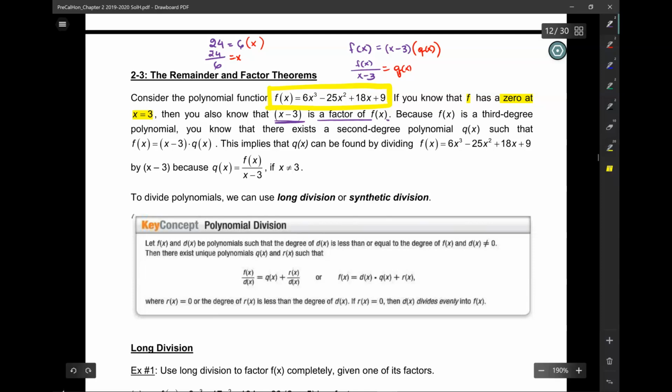And that's what I talk about here. So we know that there has to be another function so that these two multiplied together equal f of x. And how do I find that other function? It's f of x divided by that original factor. Okay?